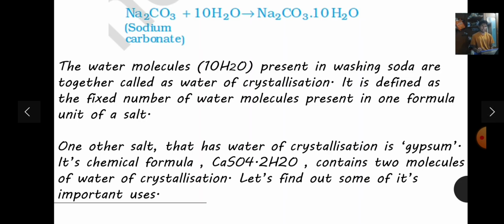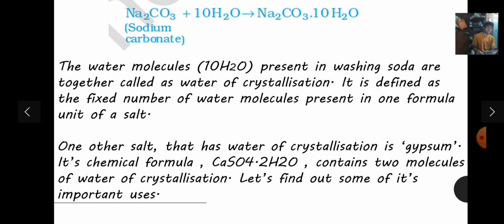Sodium carbonate is reacted with water to give us sodium carbonate with water molecules, which is your washing soda. The 10 water molecules present in washing soda are together called the water of crystallization. This is the reason why washing soda is in the form of crystals. If we heat this washing soda, all the water molecules get lost and it becomes a white powder.